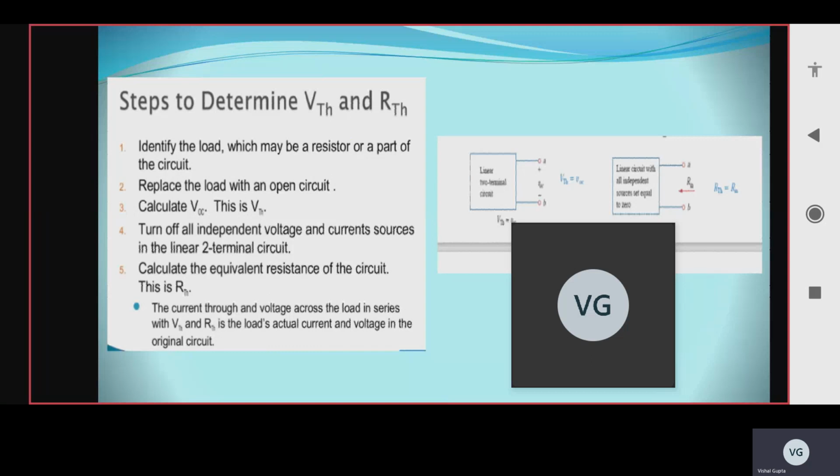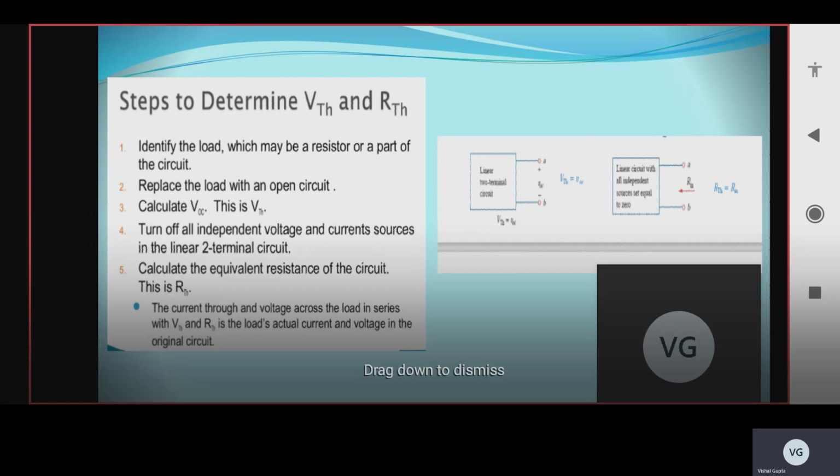The fourth step is to turn off all independent voltage and current sources in the linear two-terminal circuit. The fifth step is to calculate the equivalent resistance of the circuit. This will be the Thevenin resistance. The current through and the voltage across the load resistor with the Thevenin voltage and Thevenin resistor is the load's actual current and voltage in the original circuit.